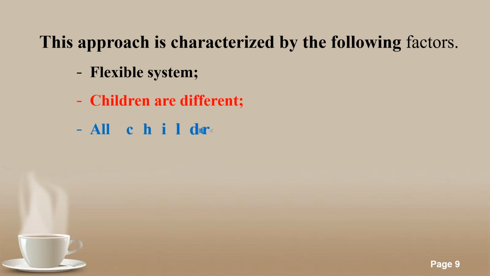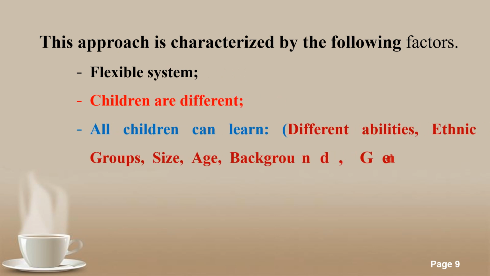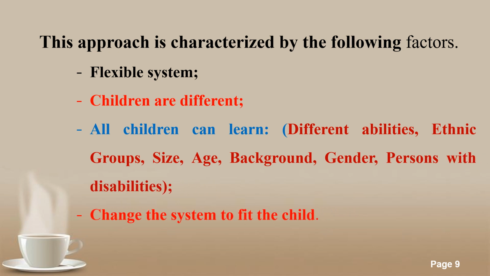This approach is characterized by the following factors. Inclusive education must be flexible. The system is changed to fit the student with disability, maybe a student who is deaf, or of different gender, ethnic backgrounds or abilities. It is diversity: different abilities, ethnic groups, sizes, ages, backgrounds. All children can learn, including persons with disability.